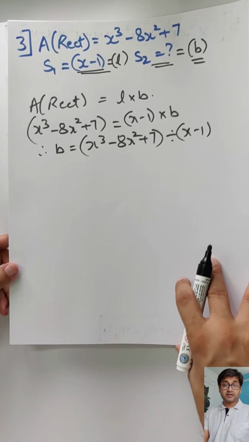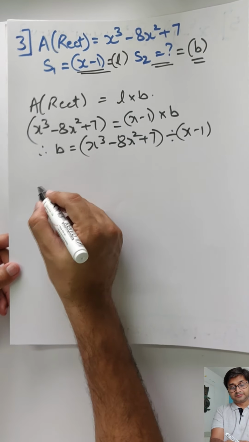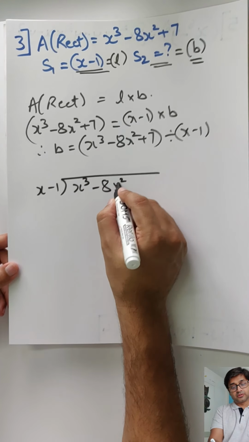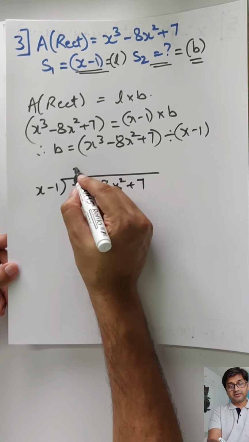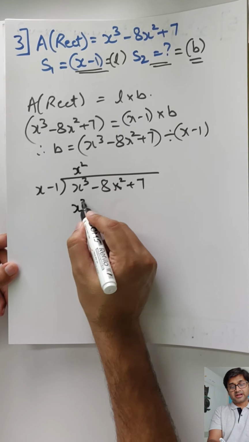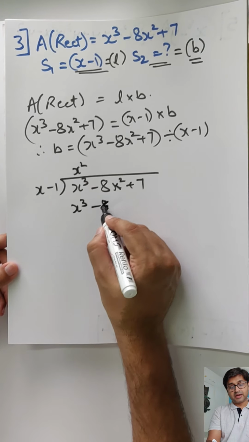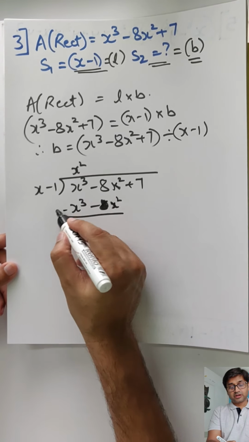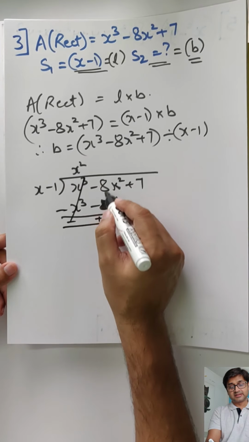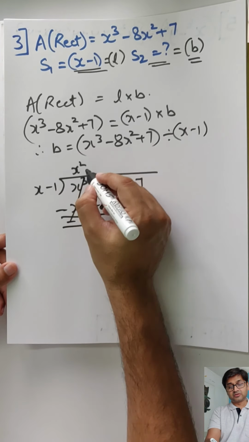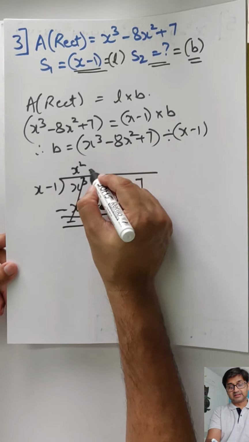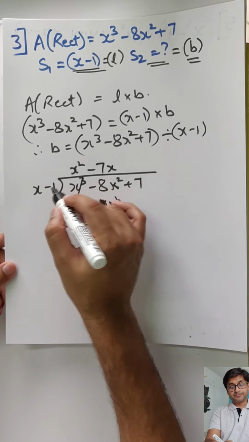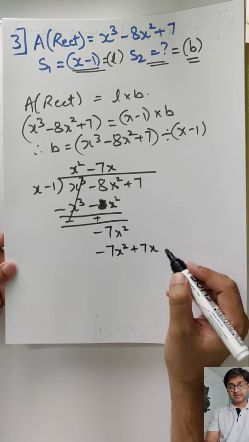Now you can't do this direct, so use long division and get the answer. So x minus 1, x cube minus 8x square plus 7. So dividing in mind x square, so I will get x cube minus only x square, not 8, sorry, minus x square. So again minus, so minus plus cancels, so I get minus 7x square. So x cancels, so minus 7x into x, minus 7x square, minus plus 7x.